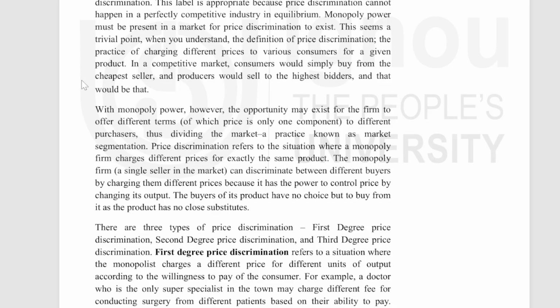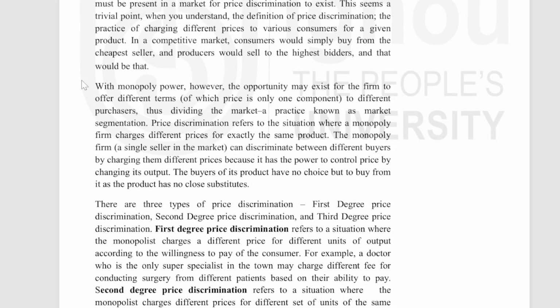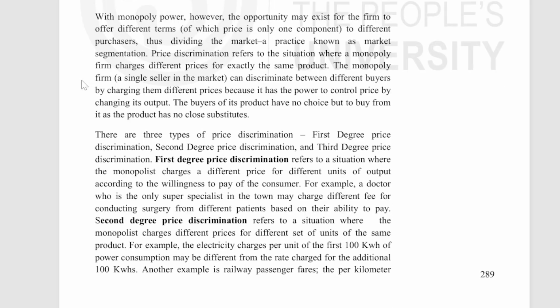Consumers would simply buy from the cheapest seller, and producers would sell to the highest bidders. With monopoly power, however, the opportunity may exist for the same offer on different terms to different purchasers, thus dividing the market, a practice known as market segmentation.